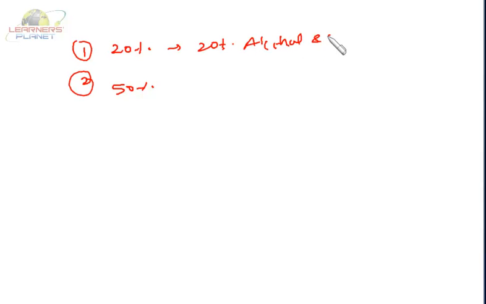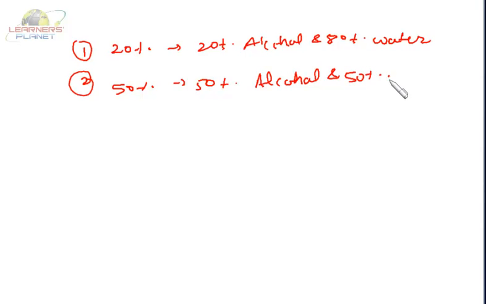Let's take an example. Suppose I have an alcohol of 20%. 20% alcohol means the water content is 80% and the alcohol content is 20%. So first I have the alcohol content 20%, and a different mixture in which the alcohol content is say 50%. That means 20% alcohol and 80% water, and in this 50% alcohol and 50% water.